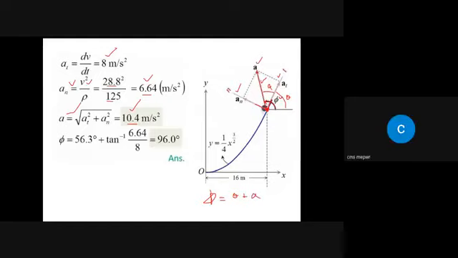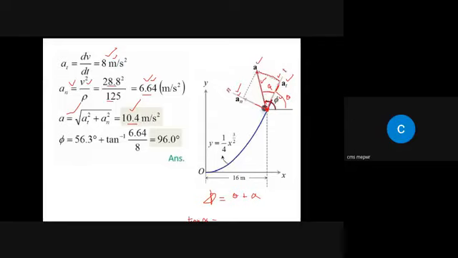Now if you look at this diagram, this angle is alpha, and this component is equal to at, which is 8. What about this one? This component is an. We have at and we have an, right? So can I find tangent alpha? Perpendicular divided by base. What is perpendicular? an divided by at. What is an? an we have 6.64, divided by at, which is given as 8.